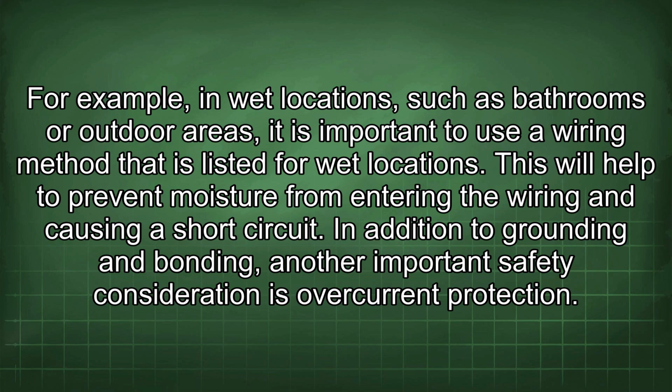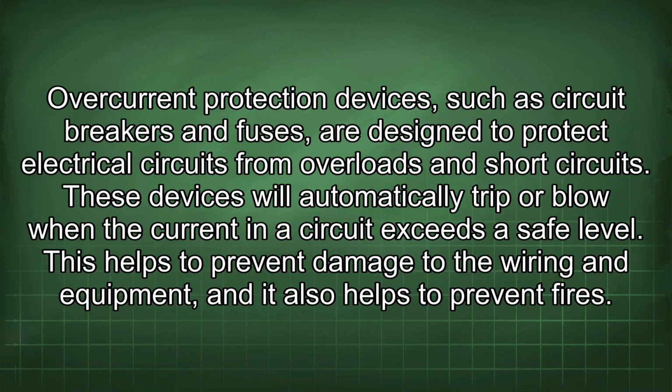In addition to grounding and bonding, another important safety consideration is overcurrent protection. Overcurrent protection devices, such as circuit breakers and fuses, are designed to protect electrical circuits from overloads and short circuits. These devices will automatically trip or blow when the current in a circuit exceeds a safe level. This helps to prevent damage to the wiring and equipment, and it also helps to prevent fires.